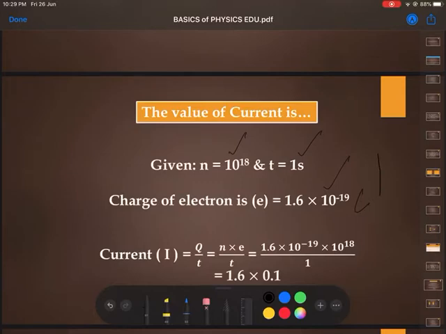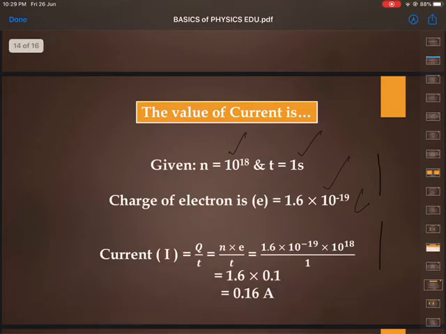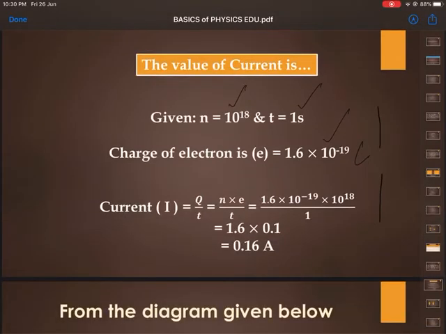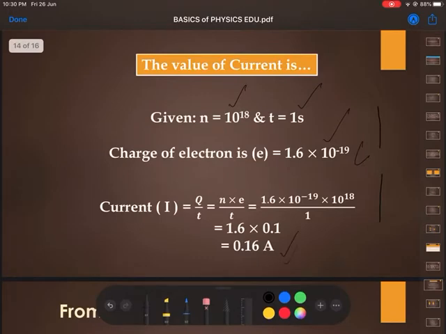And if we go ahead, then current is Q upon time, where Q is charge. Now what is the total charge? Number of electrons into the charge of 1 electron. This is the electron charge, and this is the number of electrons. Time is 1 second. If we just simplify, we get nothing but 0.16 ampere. A simple calculation of current from the given data.